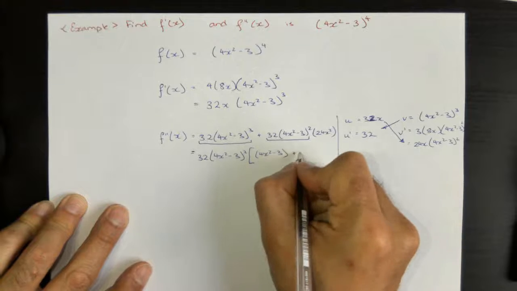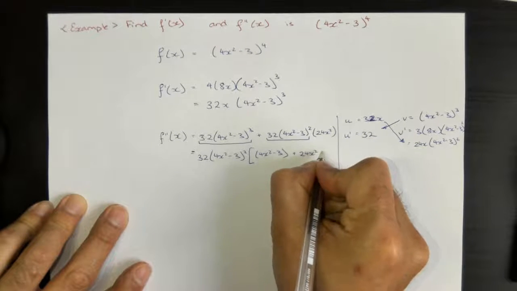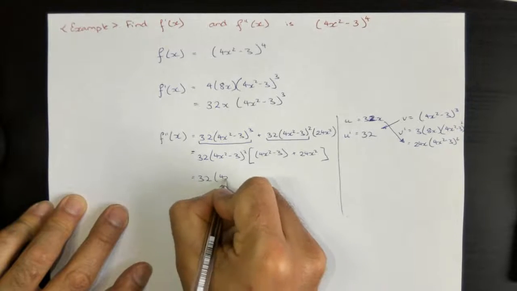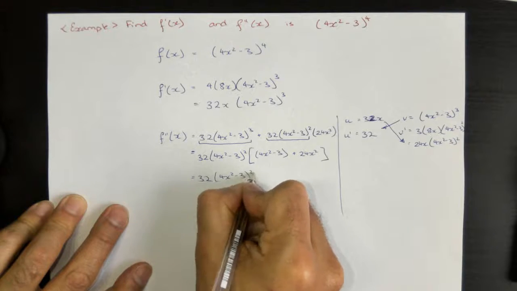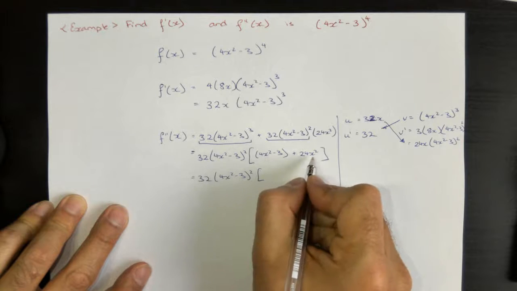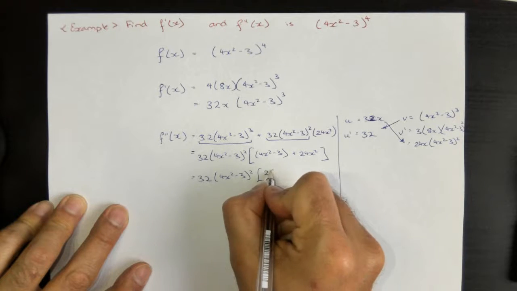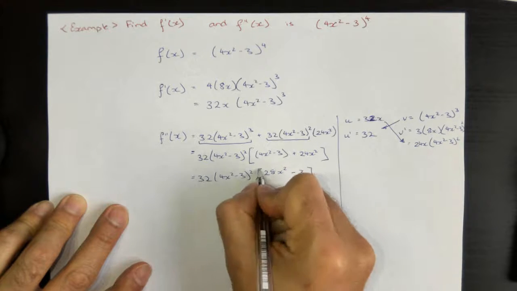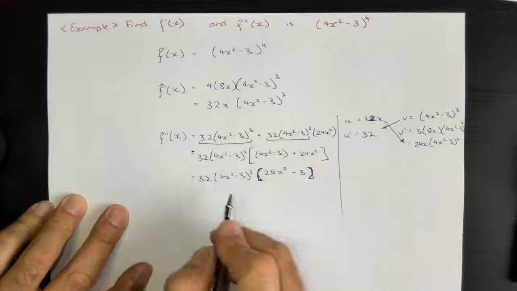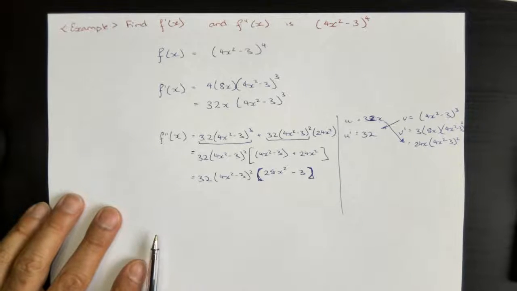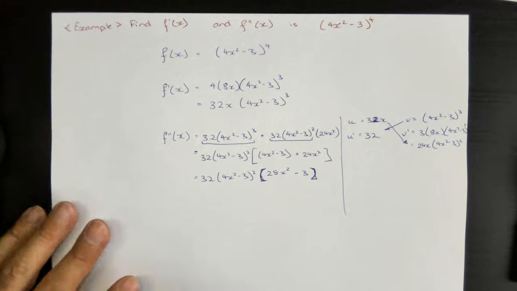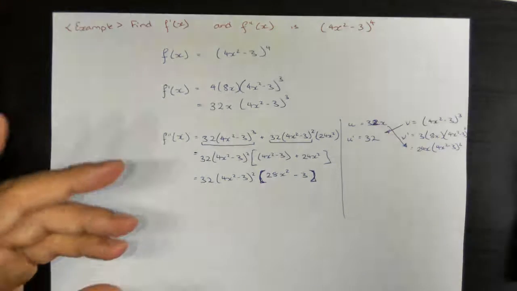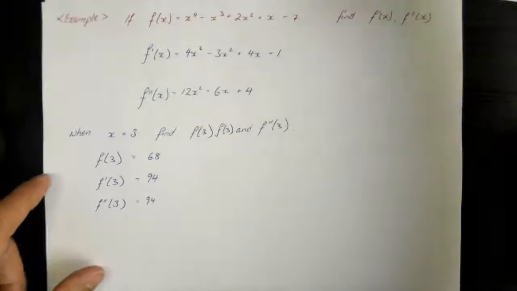Plus 24x squared. Cleaning this up, you get 4x squared plus 24x squared is 28x squared, minus 3. And that's a lot nicer to write than this whole thing there. Okay, so the second derivative is just differentiating again, and then obviously we can find the third derivative by differentiating the second derivative. Okay, good luck.